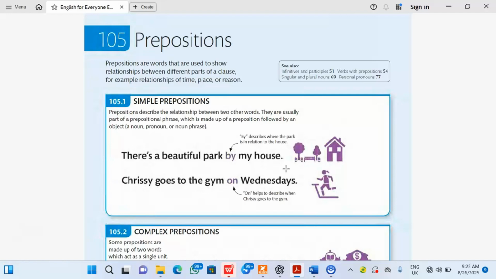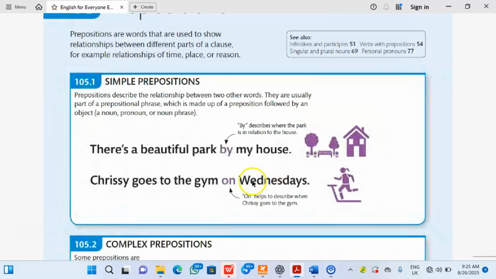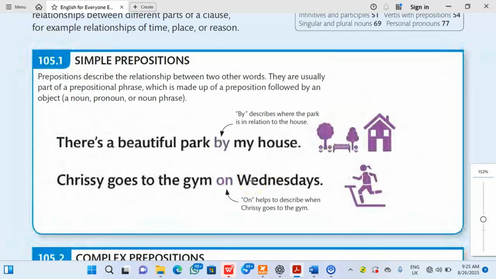Now let us start with simple prepositions. Prepositions describe the relationship between two other words. They are usually part of a prepositional phrase, which is made up of a preposition followed by a noun, a pronoun, or a noun phrase.